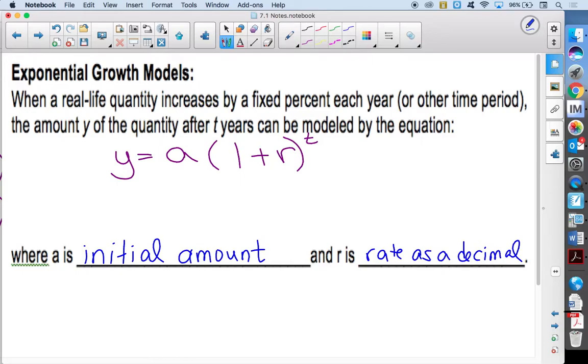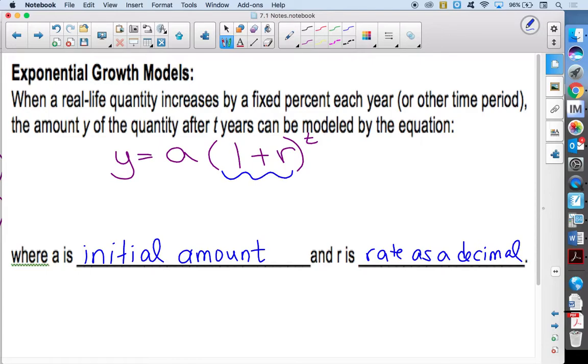Thinking about something growing. When you square a decimal, it gets smaller. If that 1 represented a percent, what would the percent be for 1? Aaron? 100%. So if I'm starting with my initial amount, I have 100% of whatever we're talking about. If it's growing on top of that 100%, it's going to be growing by something. So that's why the 1 is there, because you have to start with 100% of your information, and then you're going to increase from there.